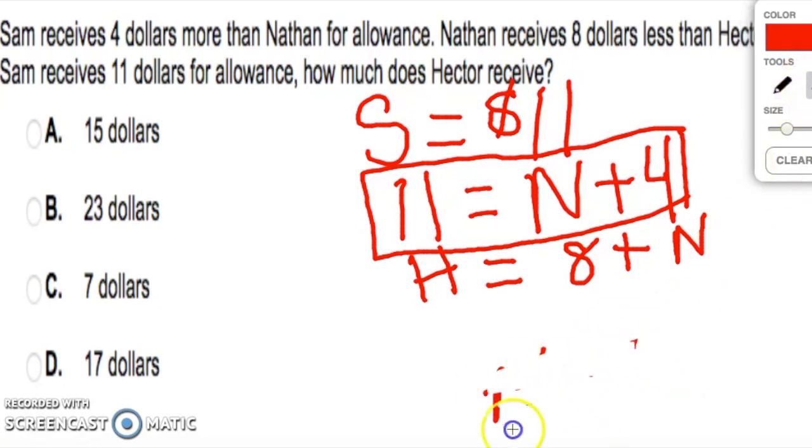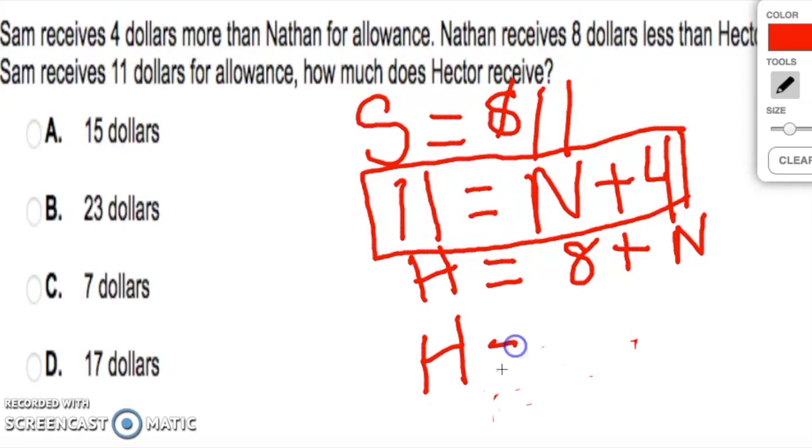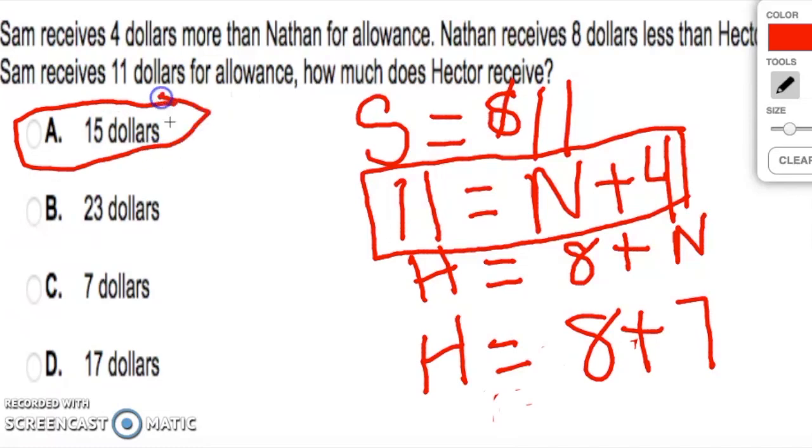So I'm going to rewrite the next statement. Hector gets $8 more than what Nathan got, and we discovered that Nathan got 7. So Hector gets $8 plus the $7. So what does Hector get? That's right. Hector gets $15. And it all started because it told us this right here, that Sam receives $11. So that's what I started with. Start with what you know.